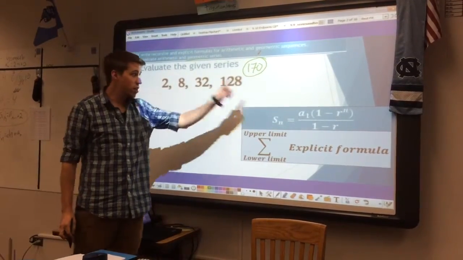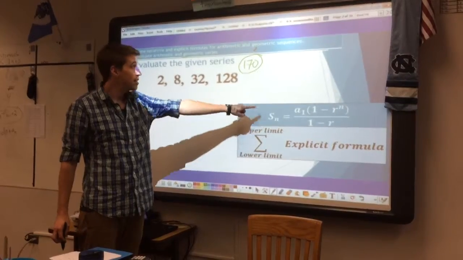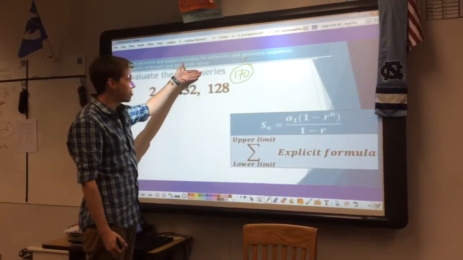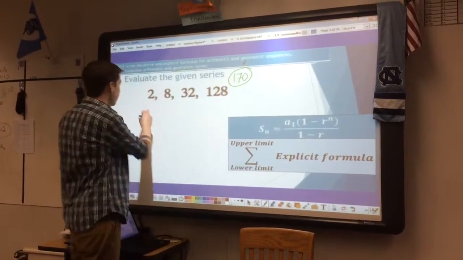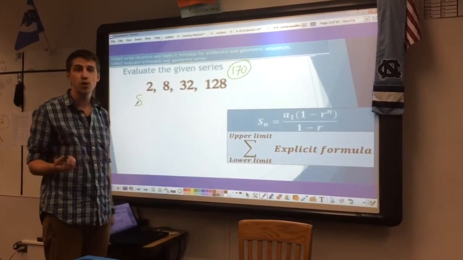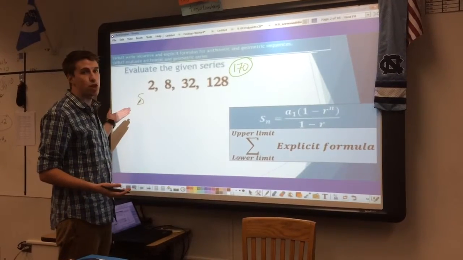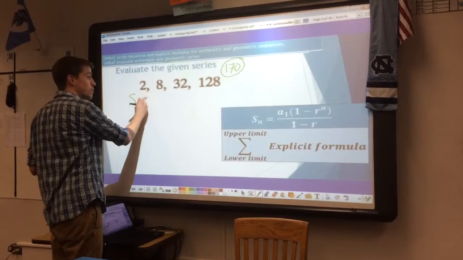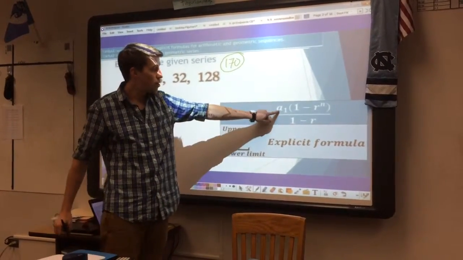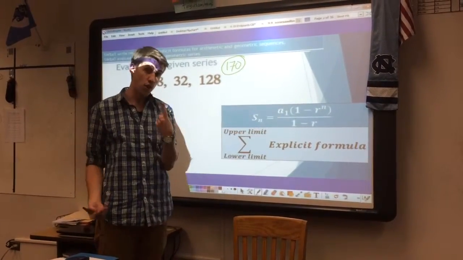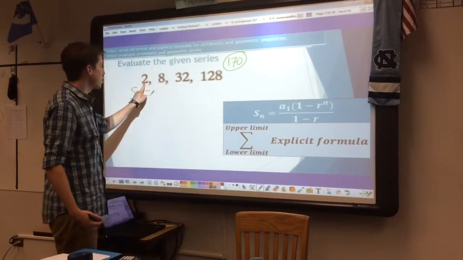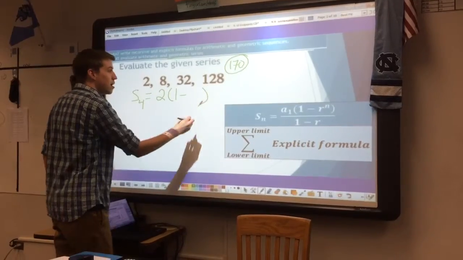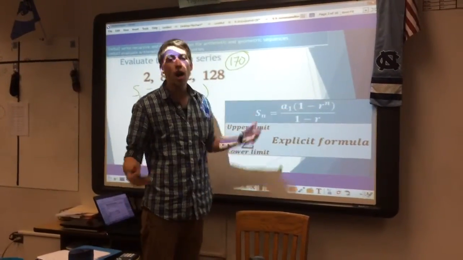So now let's focus on setting up our formula correctly to make sure we get that total sum, the evaluation of the series. So S sub n, our little n is just a fancy way of saying how many numbers are you adding up? 1, 2, 3, 4. So the sum of those first 4 terms will equal a sub 1, which is a fancy way of saying the first term in our sequence. So I see my first number is a 2, times 1 minus, the r is the common ratio.